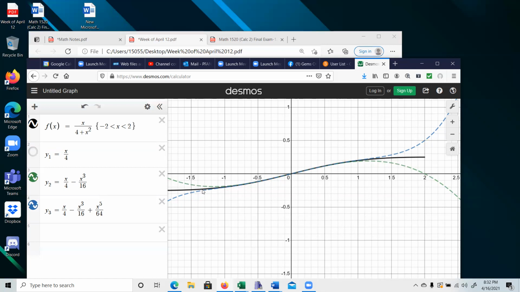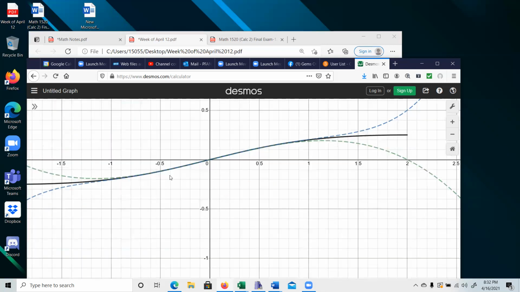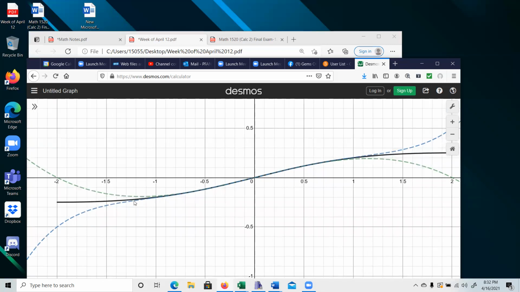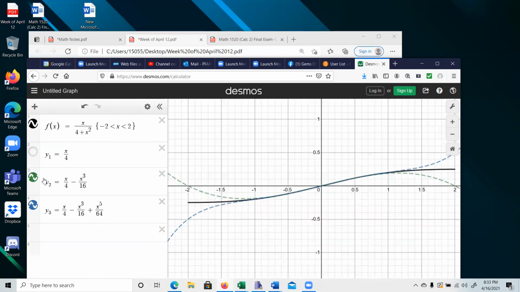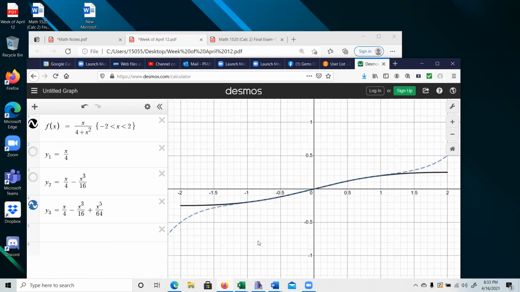But you can see the blue line approximates the black line even a little bit better as it goes forward. And you're going to keep doing that. The more terms you add, the more accurate you're going to get for this thing until you've gotten the whole thing. Okay, so that's not so bad.